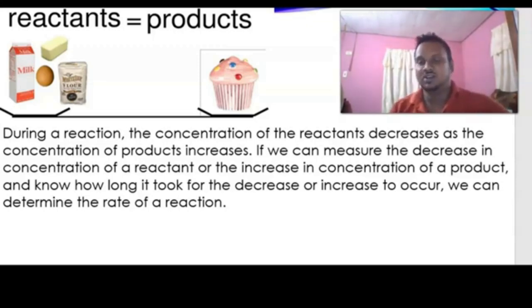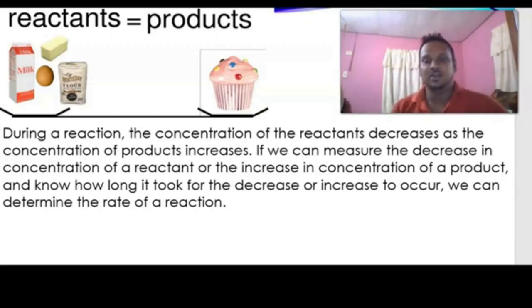During the reaction, the concentration of the reactants decreases as the concentration of the products increases. So what do you mean? Initially, before we mix the reactants, we will have no products and we only have reactants. Then as we start to mix the reactants, we get some products. And the more reactants we mix, the more products we produce. So the products will be increasing, but simultaneously the reactants will be decreasing. We're getting less of the reactants and more of the products.